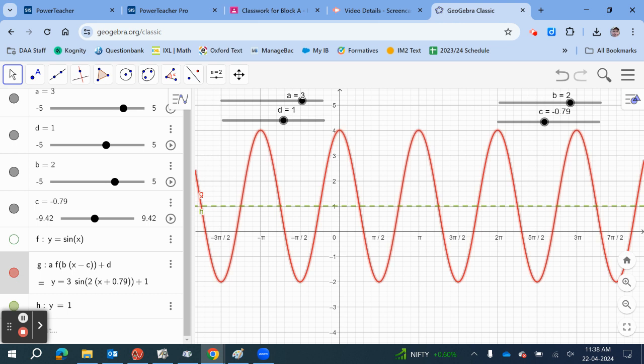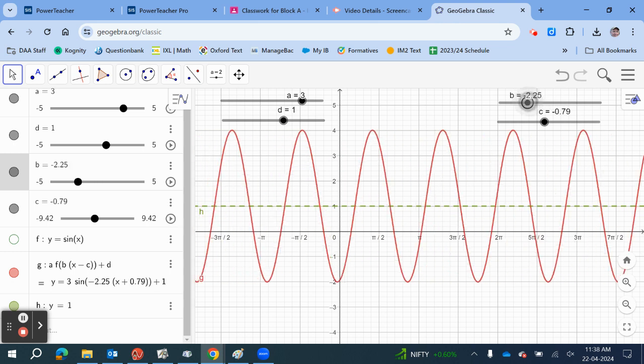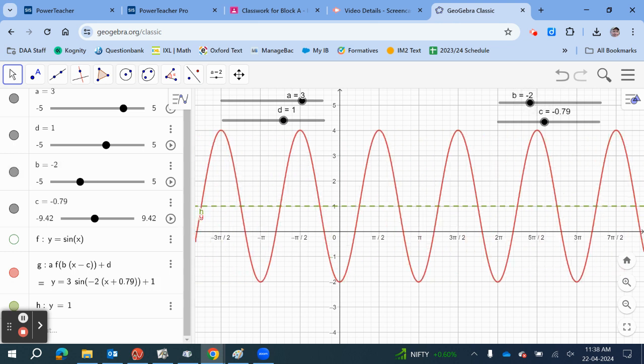Wait, so what's the difference between period and wavelength again? They're the same. If I change this to be minus 2, what's the period now? So if I go from here to here, it repeats itself. This is pi. The period is still pi.